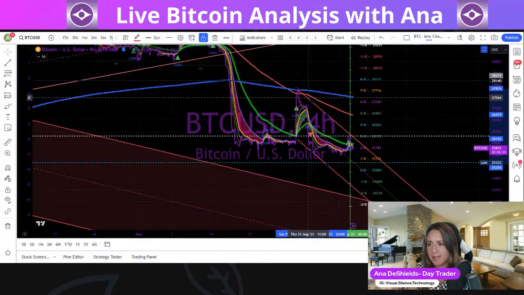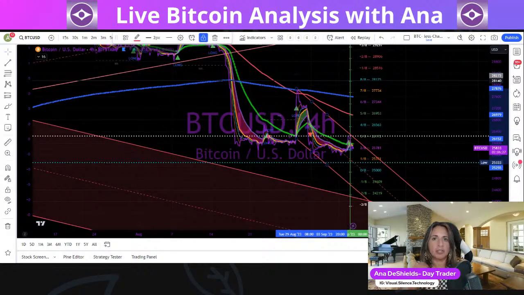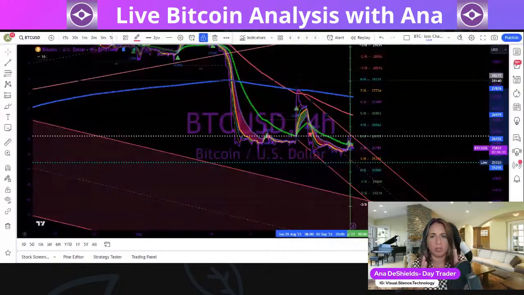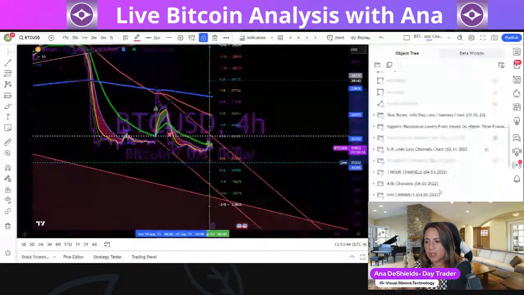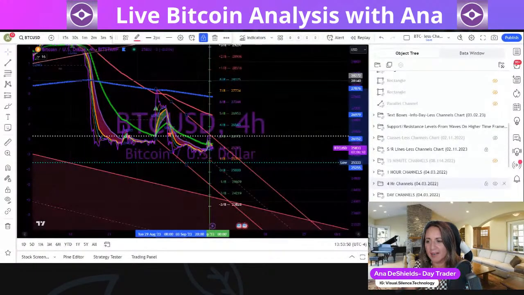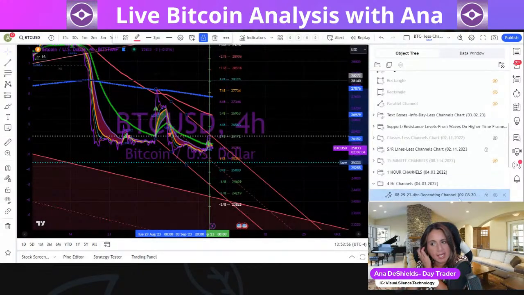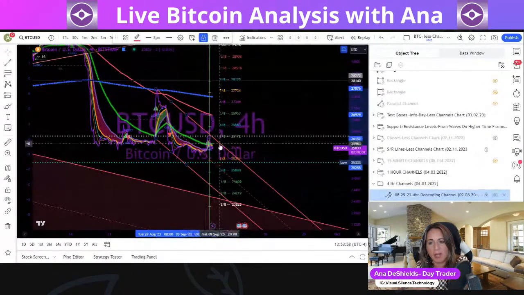So here is my channel, and this is the object tree down here, and you select it. What's so great about the object tree is it lets you organize all of your elements on your chart into folders. And so that's what I've done here. So here is an example. Here's my 4-hour channels chart. I made it a year ago. So there's a lot of channels in here on Bitcoin. And so here is my most recent one. When it's highlighted, that lets you know that's the element you're currently on.